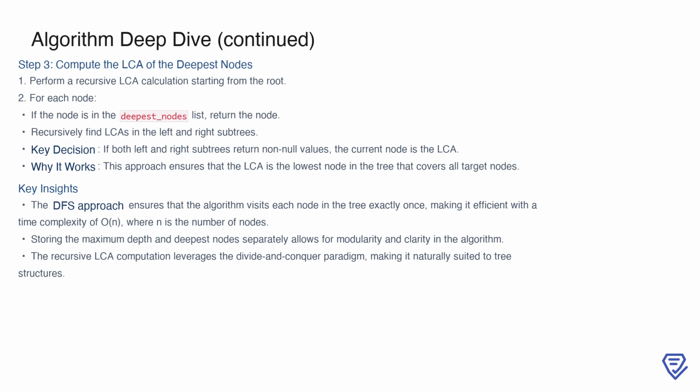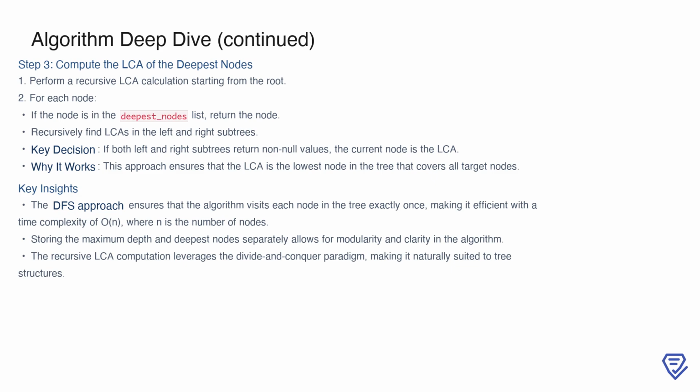Here's the key decision: if both the left and right subtrees return non-null values, it means the current node is the lowest common ancestor because it is the point where the two branches converge. This works because we ensure that the LCA is the lowest node that covers all the target nodes. The algorithm is efficient due to its DFS approach, which visits each node exactly once. By separating the steps of finding the maximum depth, identifying the deepest nodes, and then computing the LCA, we achieve a modular and clear structure.